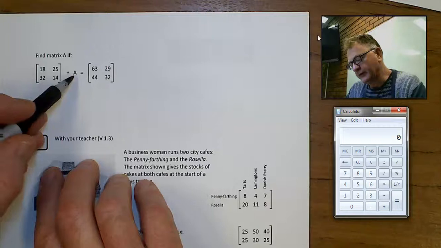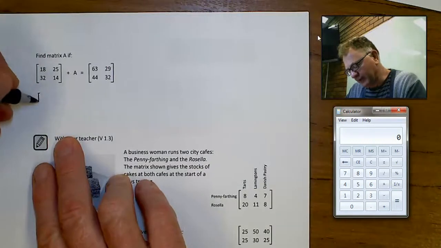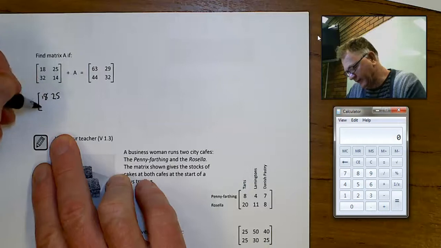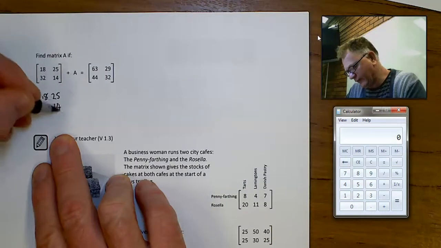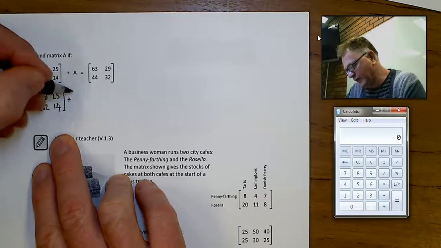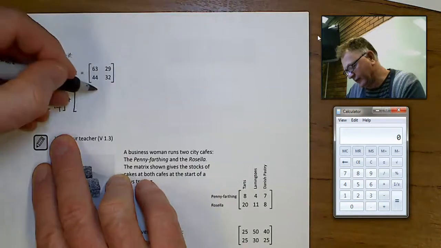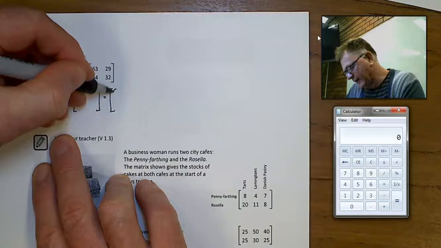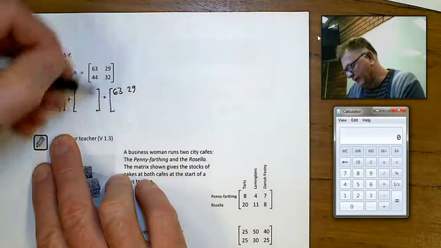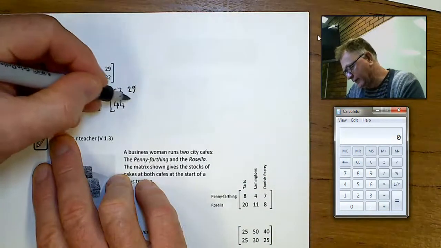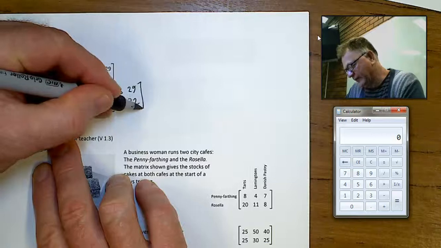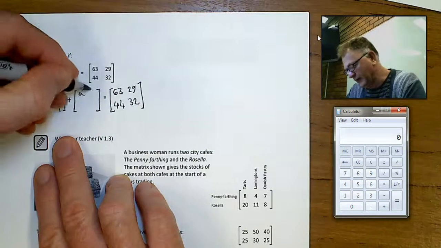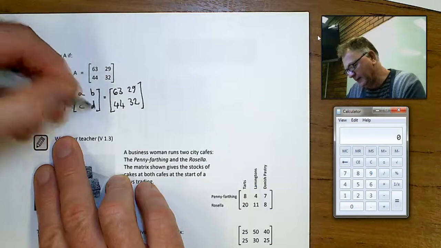We have to find a matrix here. It'll be a 2 by 2 matrix, so the matrix A is going to look something like this. We'll have this matrix here, and when you add matrix A onto it, I'll draw a 2 by 2 matrix. It equals the answer 63, 29, 44 and 32 in a matrix. Now this matrix here, A, has got 4 entries, so let's just call them A, B, C and D.